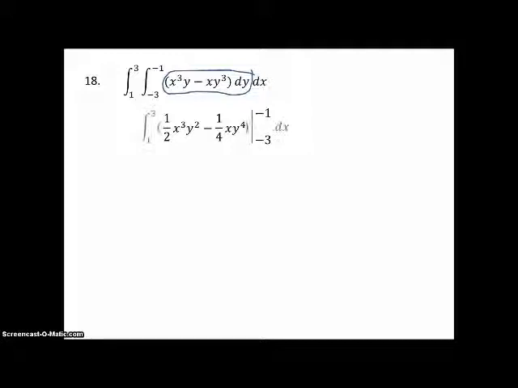Number 18, another double integral. This time we start with the inside part, which will be integrated with respect to y, and so we treat the x cubed and the x as though they were constants. And we get 1/2 x cubed y squared minus 1/4 x y to the 4th. And we have to evaluate that from -3 to -1, and then we'll be integrating with respect to x.